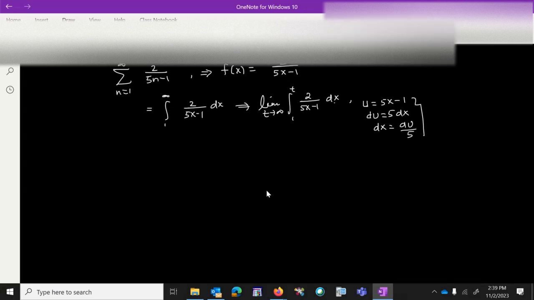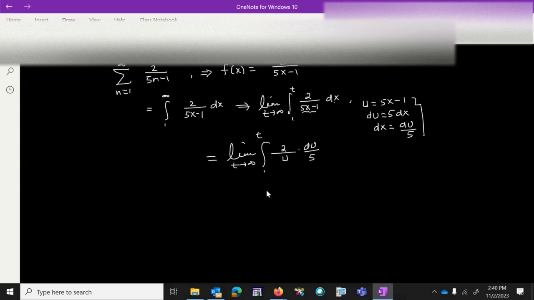Now let's go. Let me substitute everything. That's going to be the limit as t approaches infinity, from 1 to t, of 2 over the bottom. The 5x minus 1 is already u, so I substitute that by u because I let that be u, times the dx, which is now du over 5. All I did is simply substitution.